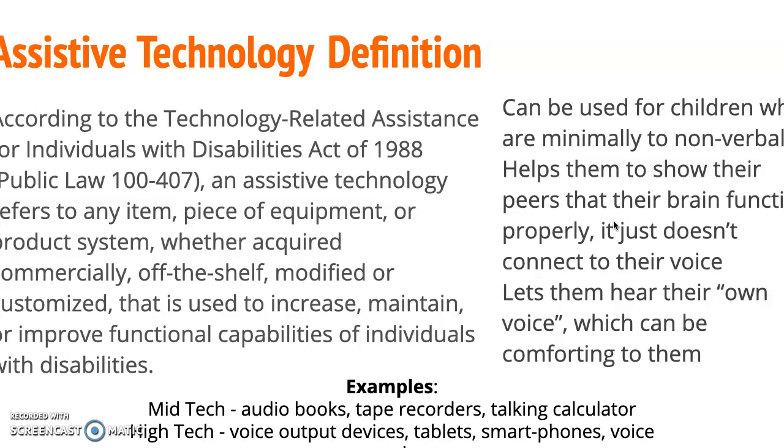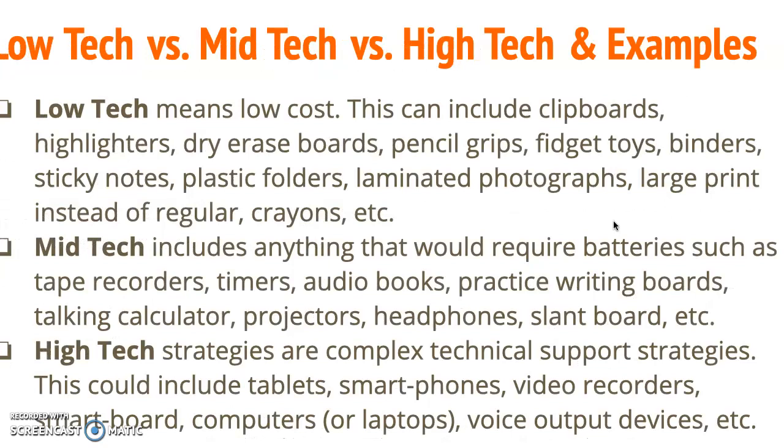It can be used for children who are minimally to nonverbal, helps them show their peers that their brain functions properly, it just doesn't connect to their voice, and lets them hear their own voice, which can be comforting to them. Some examples of mid-tech would be audio books, tape recorders, a talking calculator. Of high-tech would be voice output devices, tablets, smartphones, and voice recorders. Low-tech versus mid-tech versus high-tech, and examples of them all.